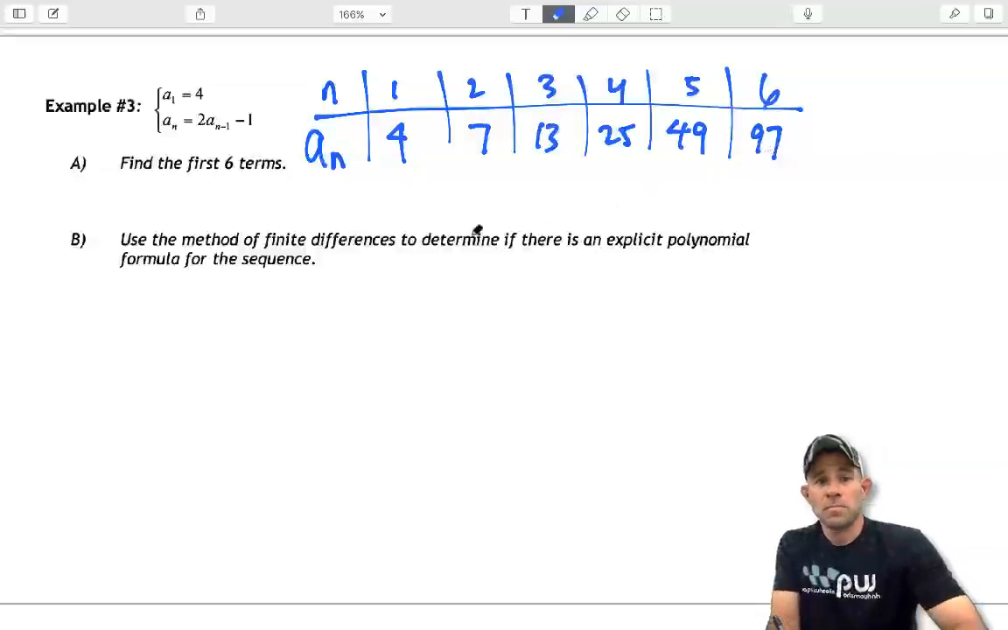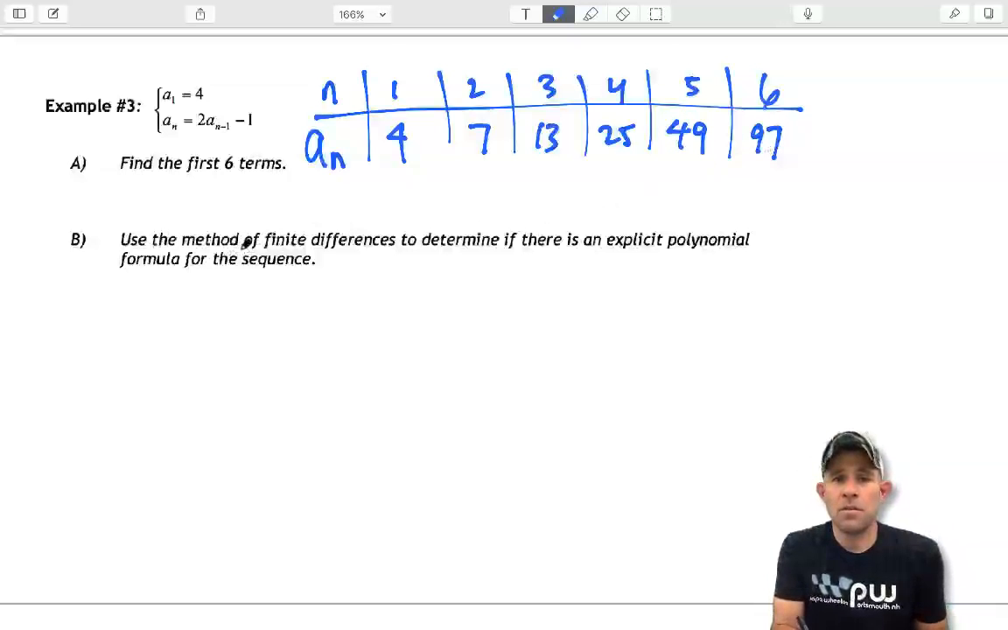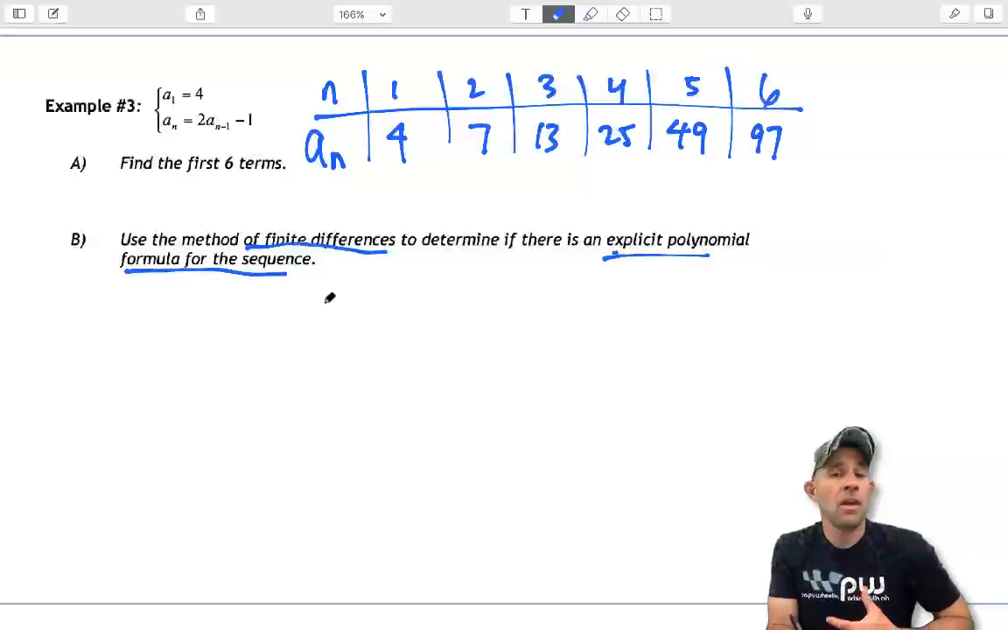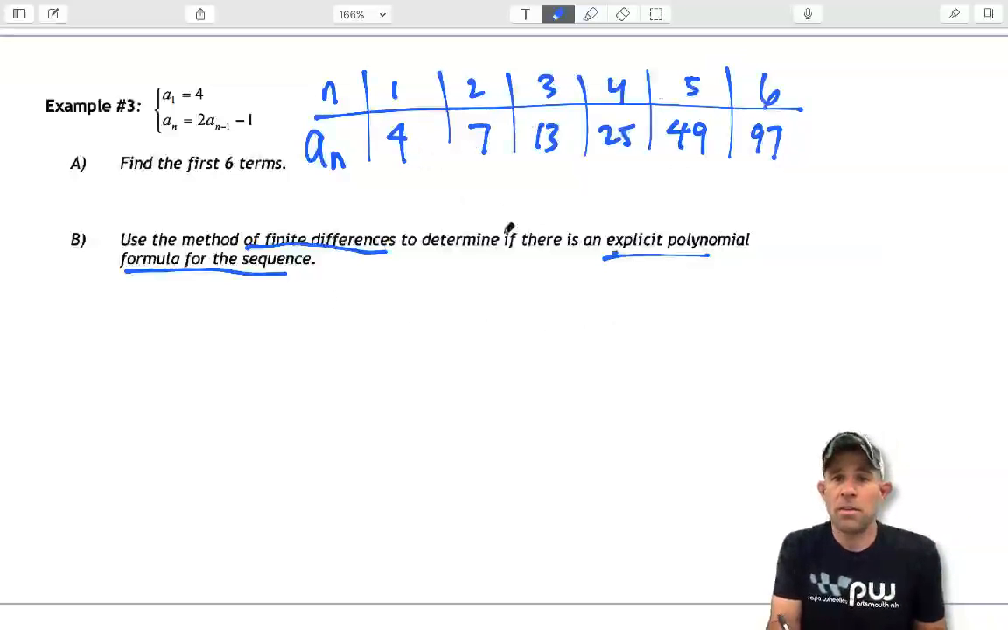All right. Now in part B it says to use the method of finite differences to determine if there is an explicit polynomial formula for the sequence. In other words, if it's a polynomial of a degree that can model these data values. So we're going to again just write out our y values here. We have 4, 7, 13, 25, 49, and 97. And we're going to work from right to left.